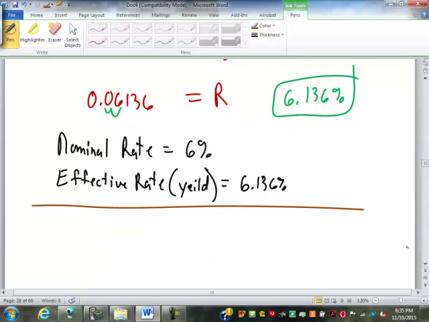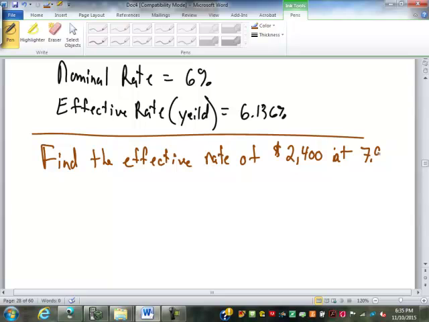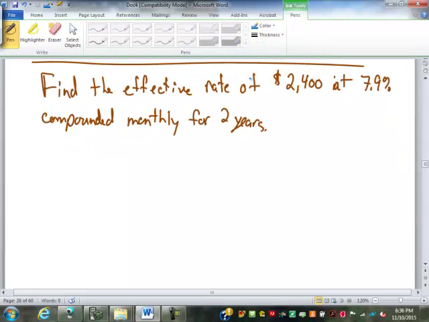Let's look at another example. Find the effective rate of $2,400 at 7.9% compounded monthly for 2 years. So again, we look at the time, the 2 years, and what do we need the 2 years for? What does it tell us? All we need to know is whether it's more or less than a year. It's more than a year, so we're going to go for 1 year to find the effective rate.